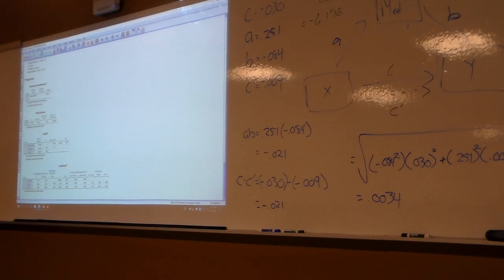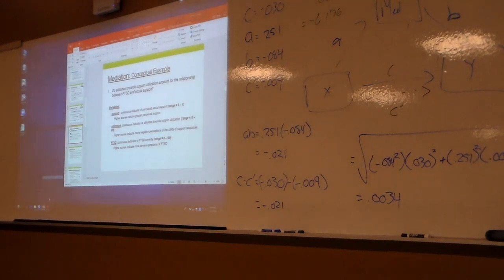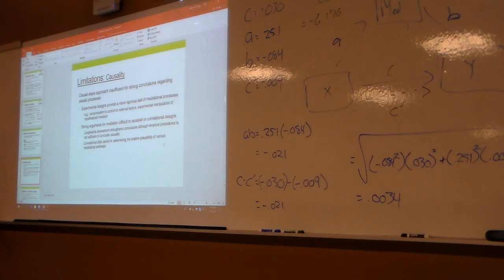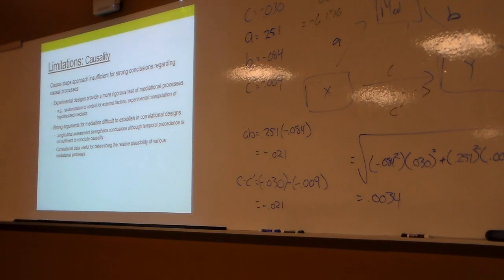So let's go through and talk about some stuff that starts to make this conceptually complicated. Okay. So we've got a decent system here. We like it. It makes some intuitive sense. The problem with our causal steps models is we have some conceptual limitations, some statistical, some mathematical limitations that we need to go through and account for.